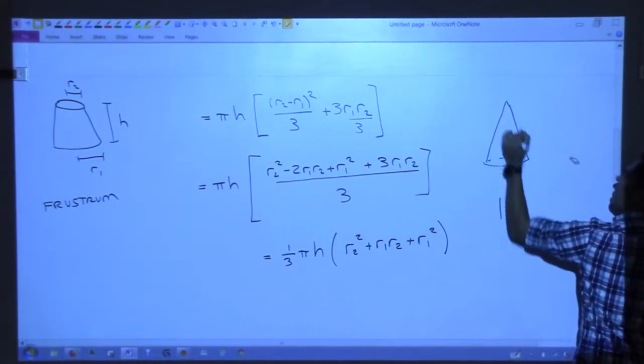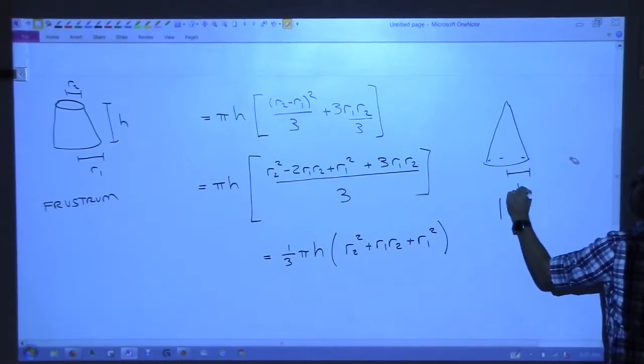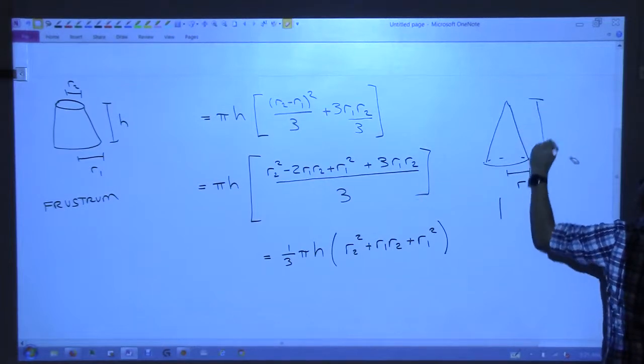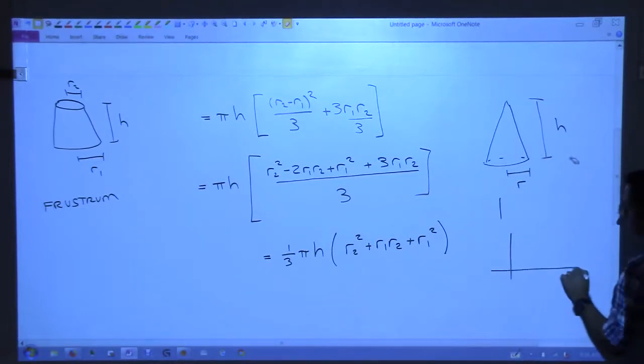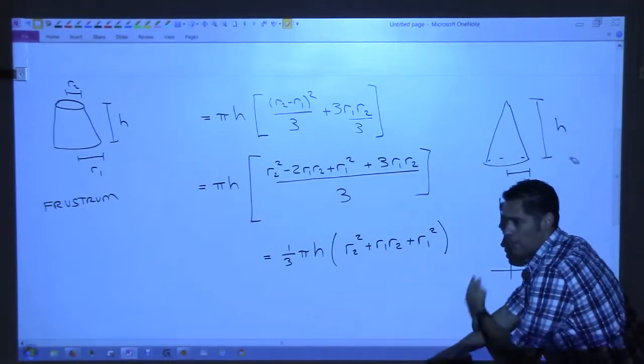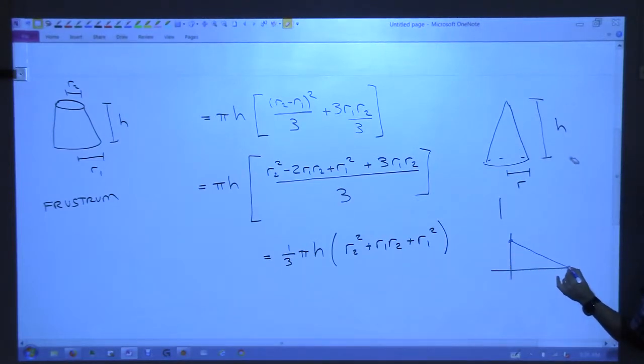So it went all the way to the tip like that. And with this, all you need is r and the height. And the volume of that is 1/3 pi r squared h. But we did it exactly the same way. The only difference was, what does the line there do? Yeah, it goes all the way to the x-axis.